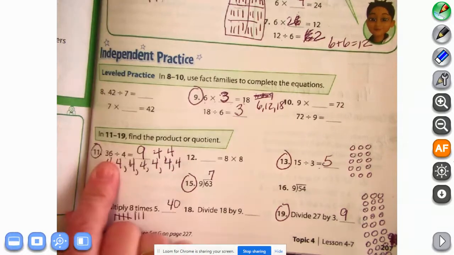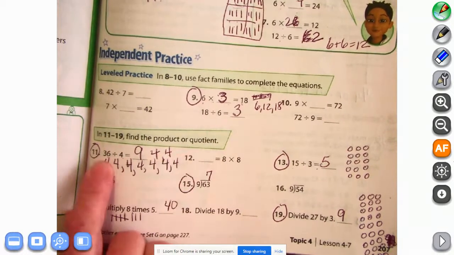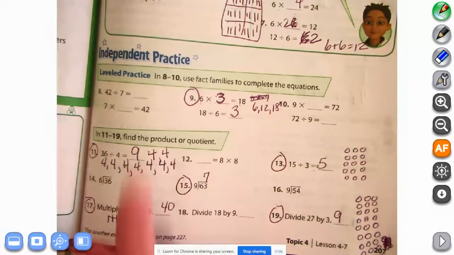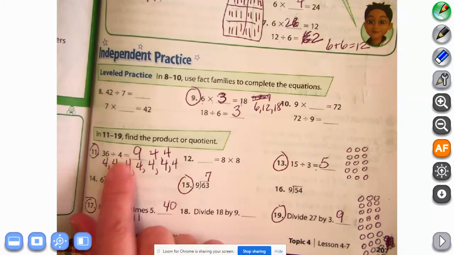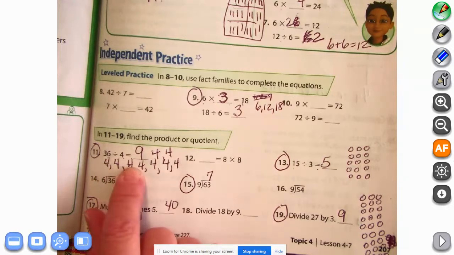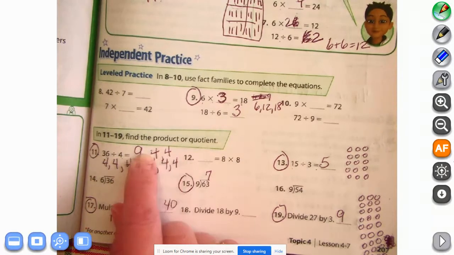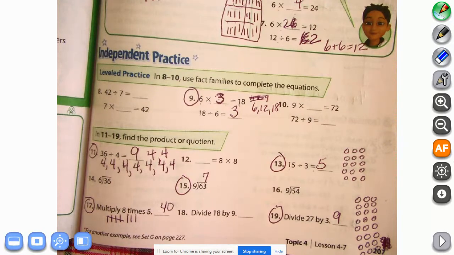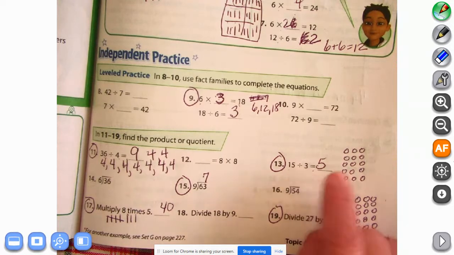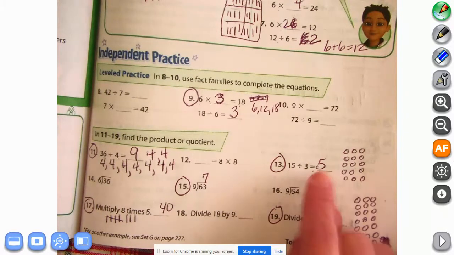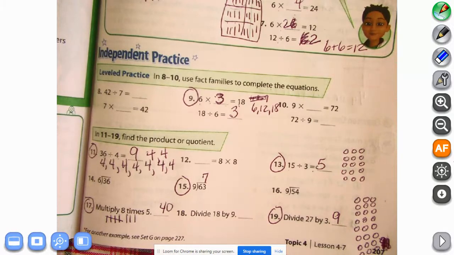Number 11 says find the product or quotient. 36 divided by 4 equals 9. Because he skip counted by 4. 4, 8, 12, 16, 20, 24, 28, 32, 36. There's 9 of them. All right, number 13, 15 divided by 3 equals blank. I did 3 rows till I got to 15, and that tells me there are 5 rows.